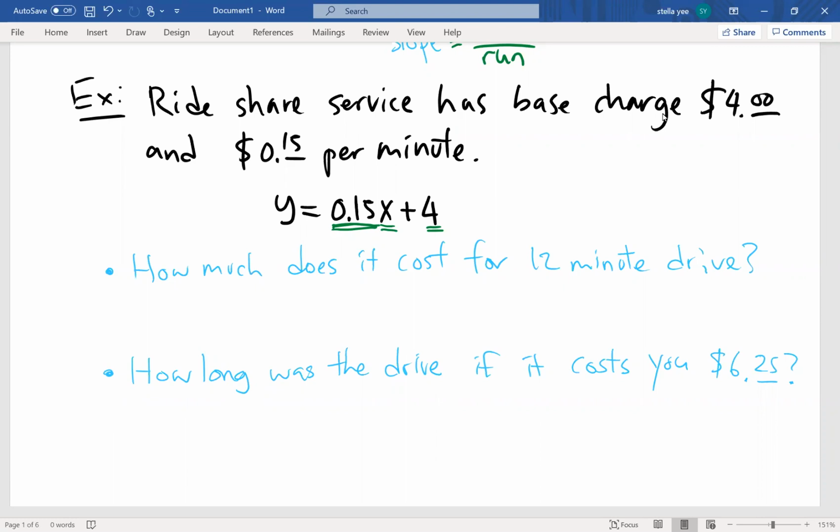Okay, so if we have a relationship like this and we want to compute the cost for a 12-minute drive, we will plug in 12 into the formula 4 plus 0.15 times 12, and we get $5.8.